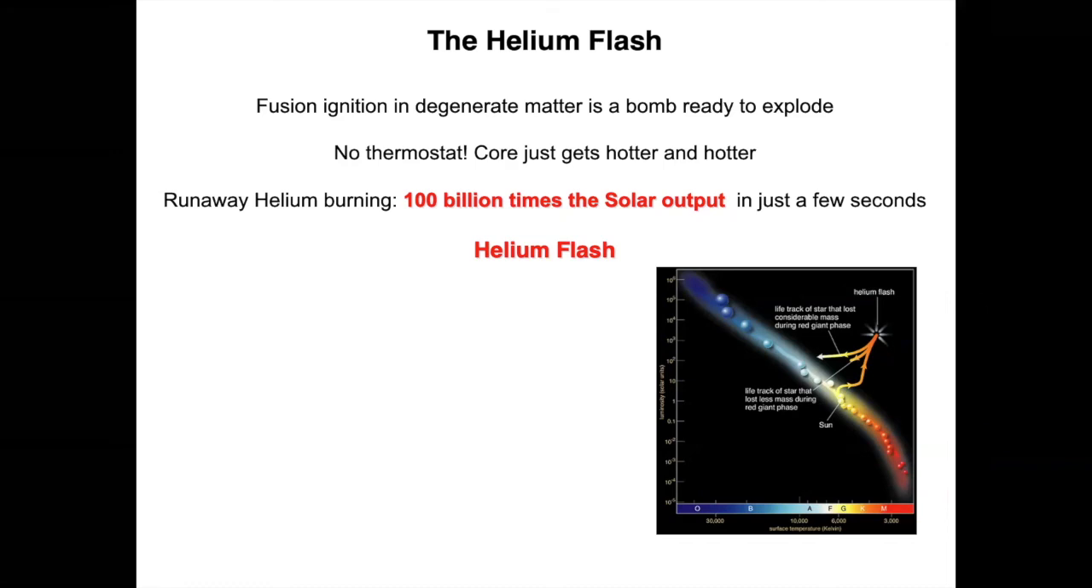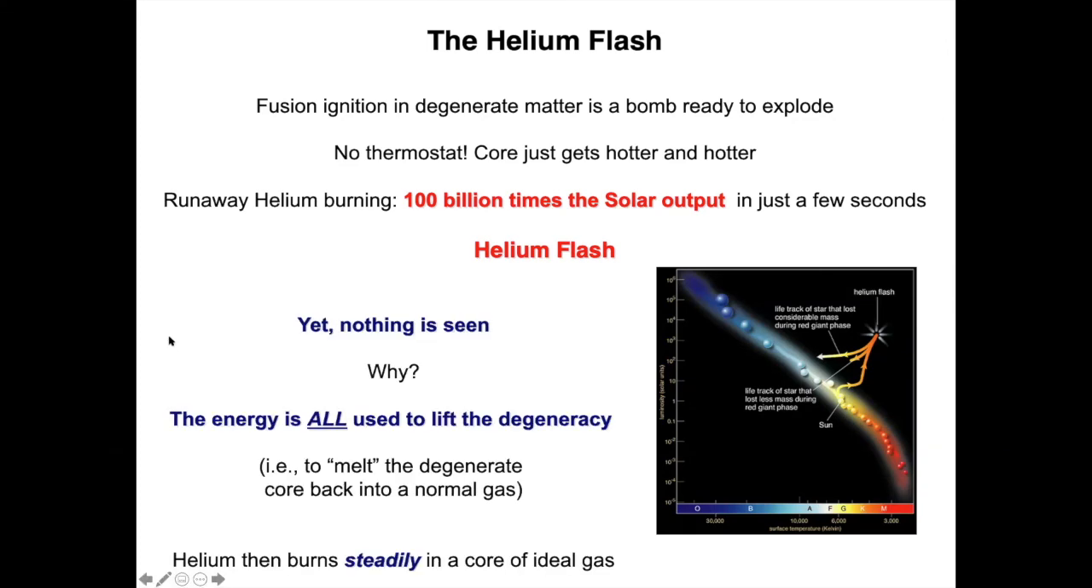Yet, the vast majority of this energy is used to lift the degeneracy, basically to melt the core back into an ideal gas, and nothing is seen from the outside. Helium then burns steadily in a core of ideal gas.